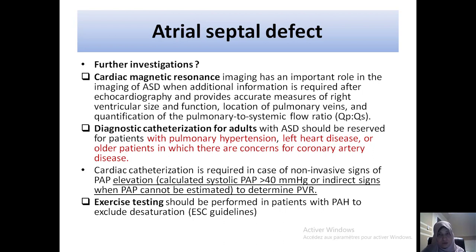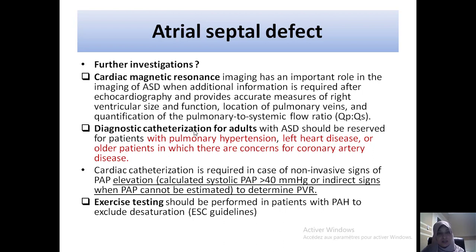So, we have the diagnosis, we have done all the measurements. Is there a need for further investigations? Yes, we can also use cardiac magnetic resonance imaging, which has an important role in the imaging of ASD when additional information is required after echocardiography. It provides accurate measures mainly of the right ventricle size and function, the location of pulmonary veins, and the quantification of the pulmonary to systemic flow ratio, pulmonary flow and systemic flow.